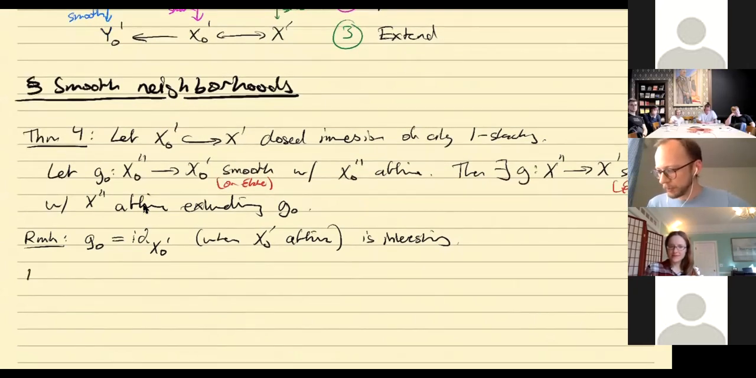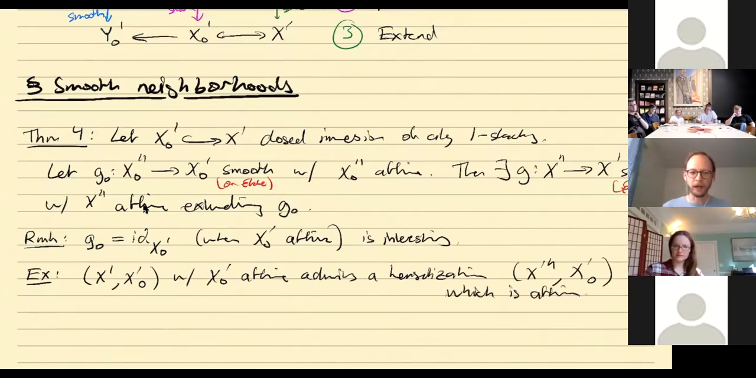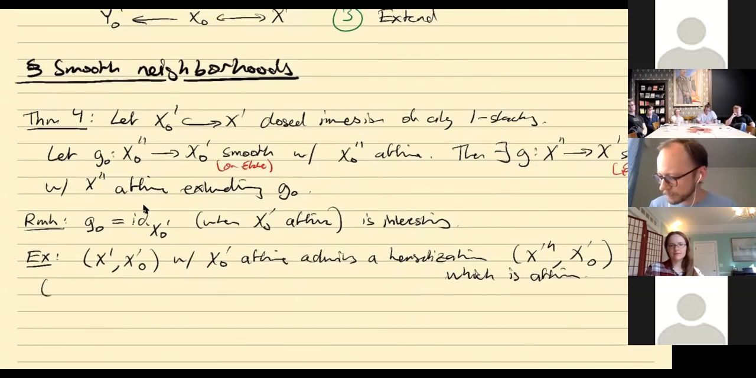And there's also a Henselian version, if you add some minor assumptions. So as an example here, we could take a pair as above with X naught prime affine that admits a Henselization. Like X prime can Henselize along this, and it's also affine. If I have an affine closed subscheme or algebraic space or a stack, I can find an étale affine neighborhood, and then pass to the Henselization of that thing. So this is something that was not even known for schemes before, even when X prime is a scheme.